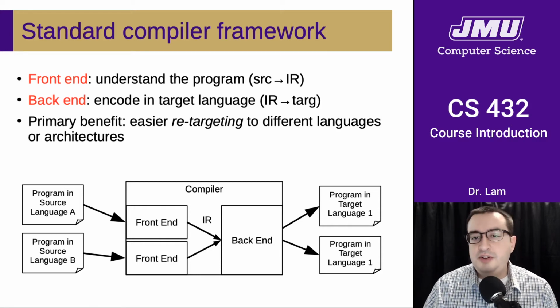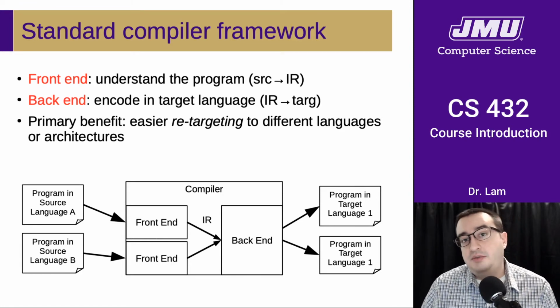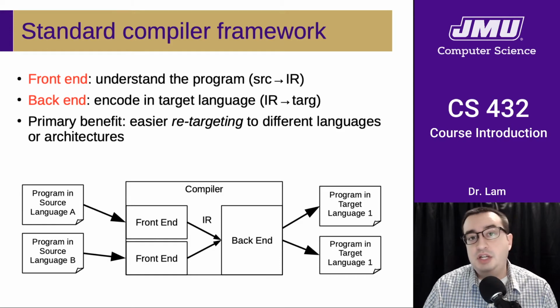The primary benefit of separating these two is that now we can retarget to different languages or architectures very easily. So for instance, once we have a back end that generates to x86, we can extend our compiler to support new languages simply by writing a new front end. We don't have to write the entire compiler again if we want to add a new source language. Same for the backend. If we want to target a different machine ISA, we can just implement a new backend and we don't have to do the entire compiler over again.